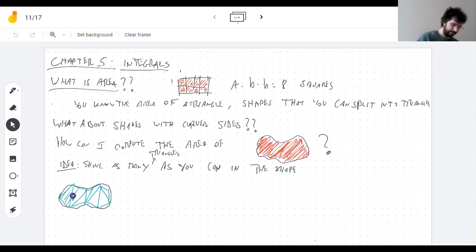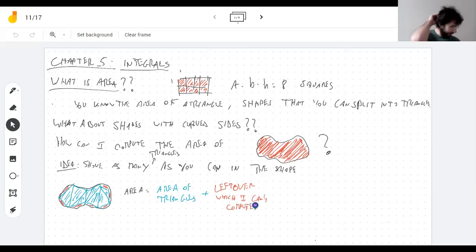So then the area I'm looking at is the area of the triangles. And then there's something left over, which has a nasty shape, and I can't really compute. So the most reasonable thing to do with something that you can't compute at all is ignore it.